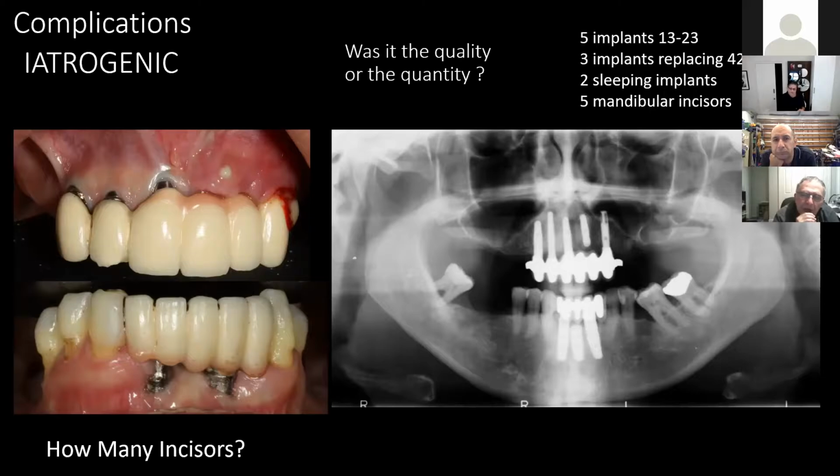So what would you have done with the implants? I want you to comment on my statement: implants are 100% right or 100% wrong. Would you agree?